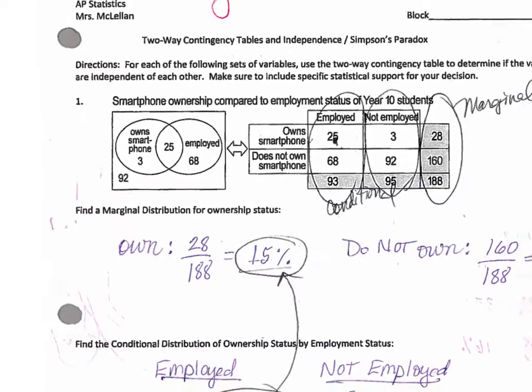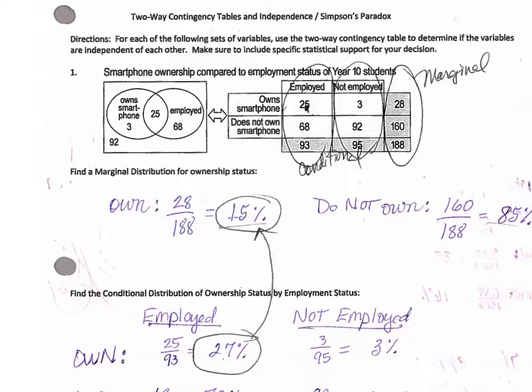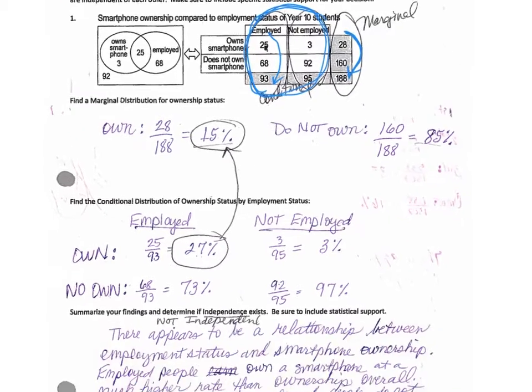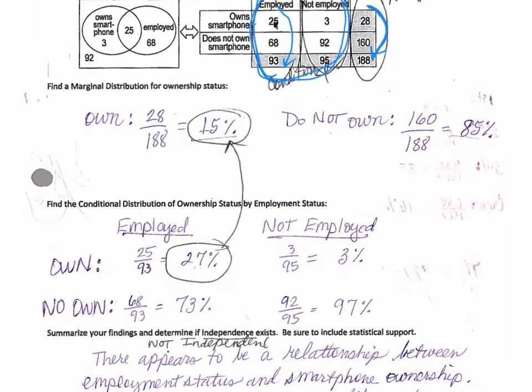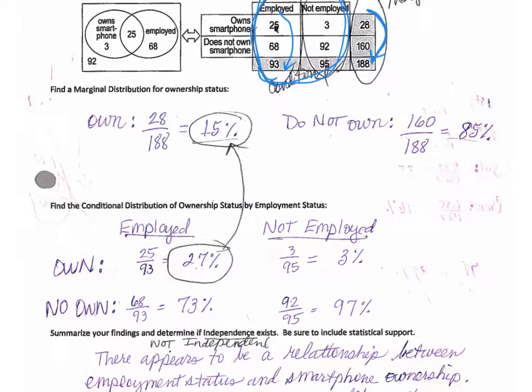Okay, here you go. This one was where the employment was affecting. Here these two sections were your conditional, and this overall was your marginal. So again, compare conditional to marginal. This conditional owned, I compare to overall owned. And that's definitely a different value. So let's do a conclusion.